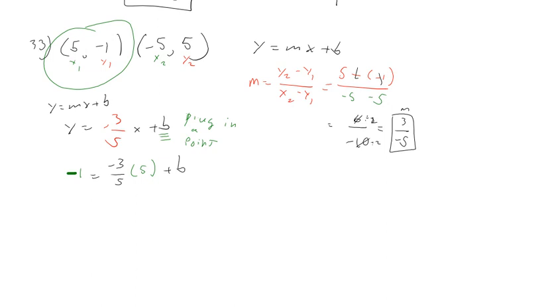Multiply these fractions. Negative 3 over 5 times 5. 5 is actually 5 over 1. So if I multiply these fractions together, I get negative 15 over 5, and divide those. Negative 15 over 5 becomes negative 3. Another way you can think about multiplying fractions is that this 5 on the bottom can cancel this 5 on the top. These 5s can cancel out. And so I'm left with just negative 3. So I've got negative 1 equals negative 3 plus b.